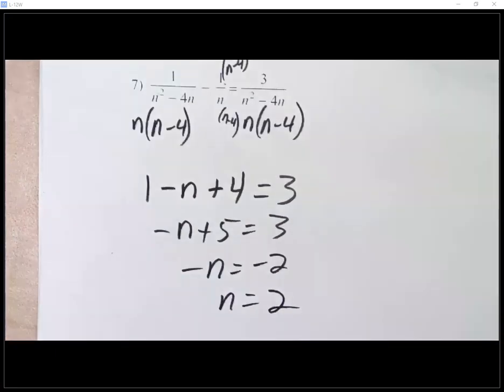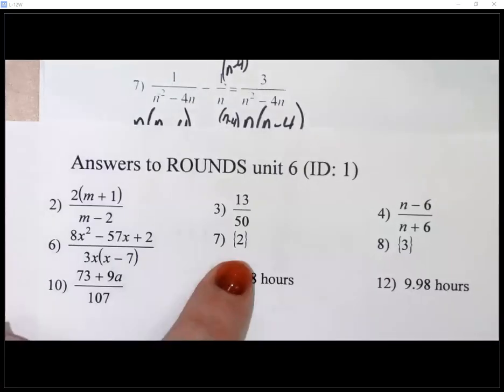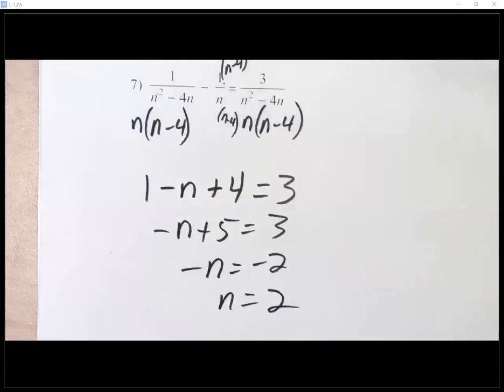By the way, Jack, if you look at the answer key, I heard you say that. Those are squiggly bars, not absolute values. So it's just 2. I looked at it.